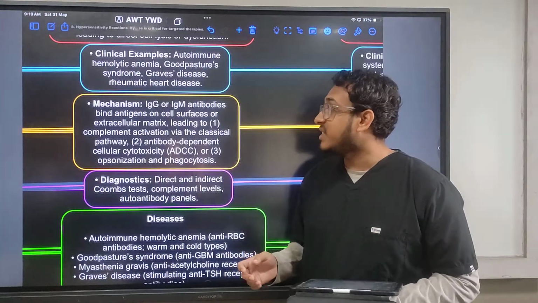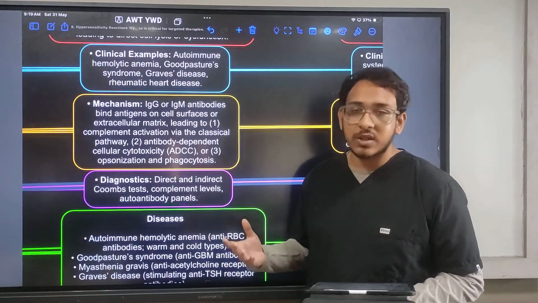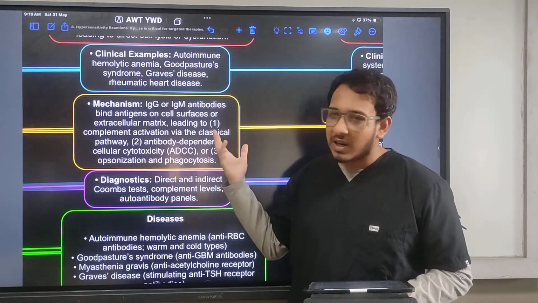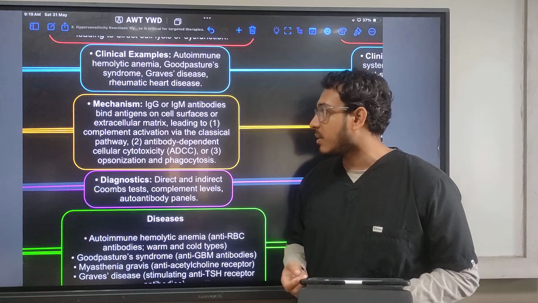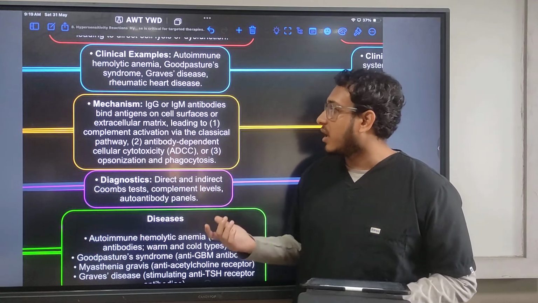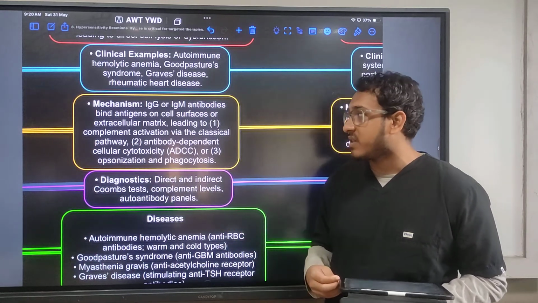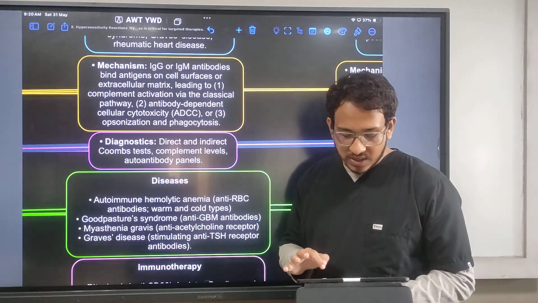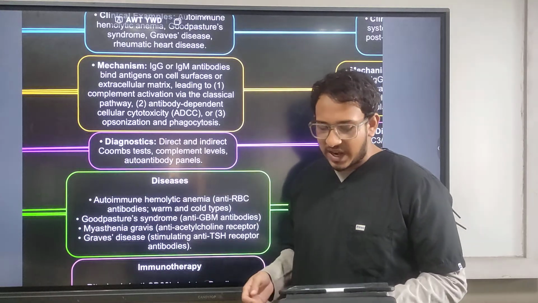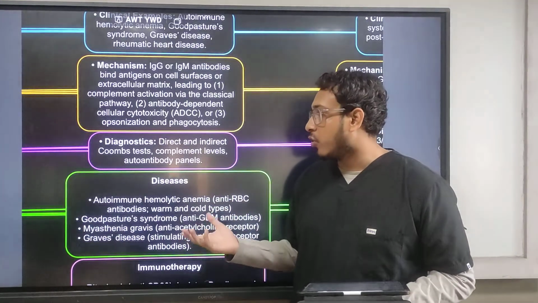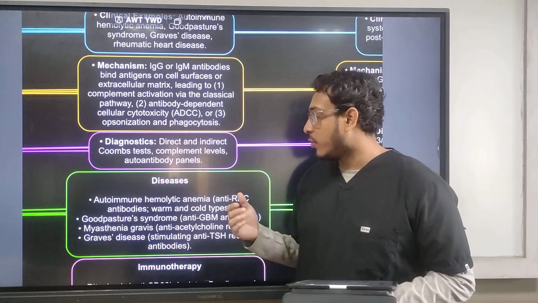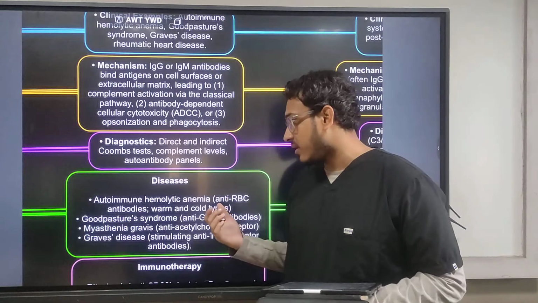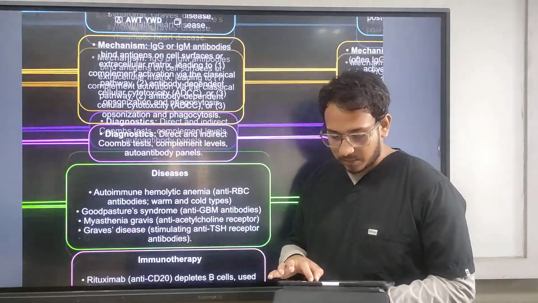Mechanisms: the IgG or IgM antibody will bind to antigen on cell surface or extracellular matrix, which leads to three things. First is complement system activation via the classical pathway, second, antibody dependent cellular cytotoxicity, and third, opsonization and phagocytosis. So how is this diagnosed? There are direct and indirect Coombs tests. It will help to diagnose this, and complement levels and autoantibody panels can be done for testing.